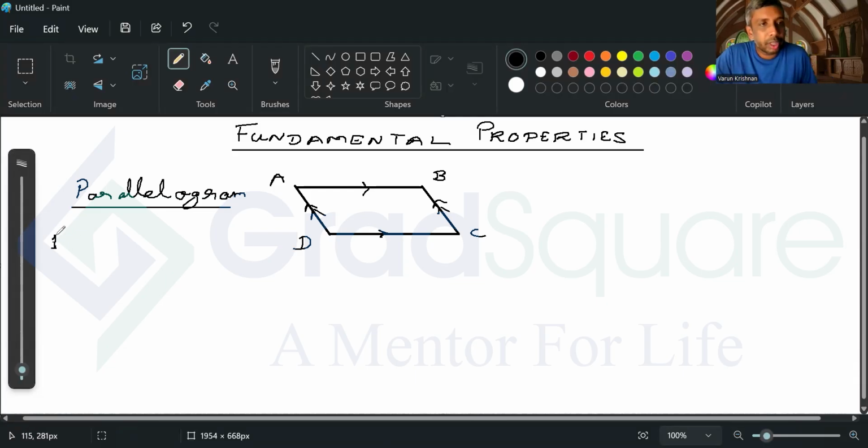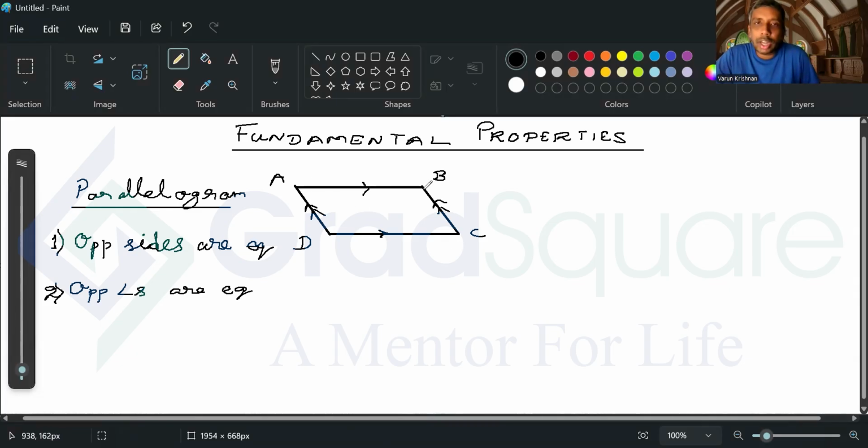First one among them is that in all parallelograms, opposite sides are equal. Opposite sides are equal means AB's length will be equal to CD's length, AD's length will be equal to BC's length. Second property, which is true for all parallelograms as well, is that the opposite angles are equal, which means angle A and angle C are equal, angle B and angle D are equal. The diagonally opposite angles are equal.